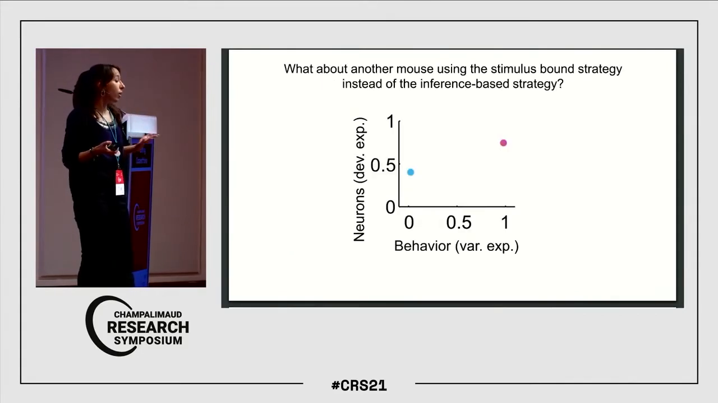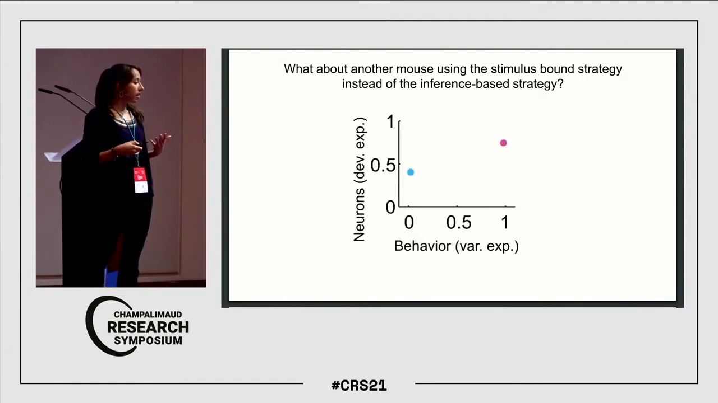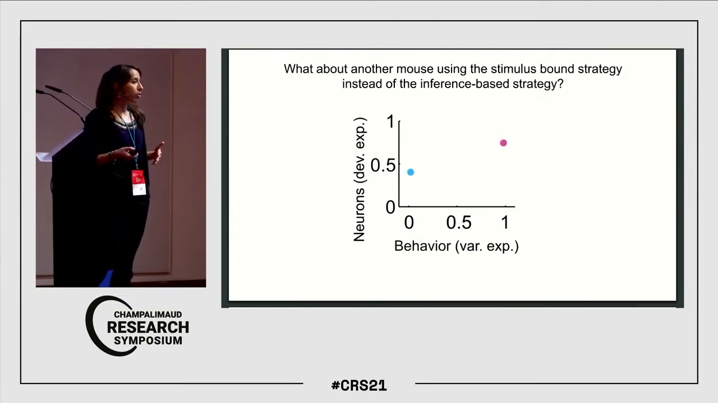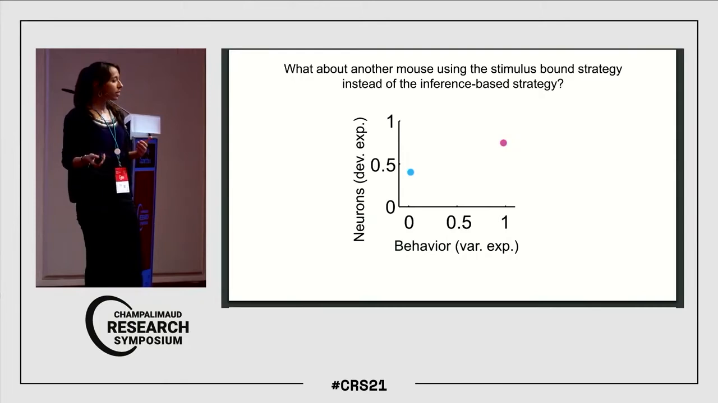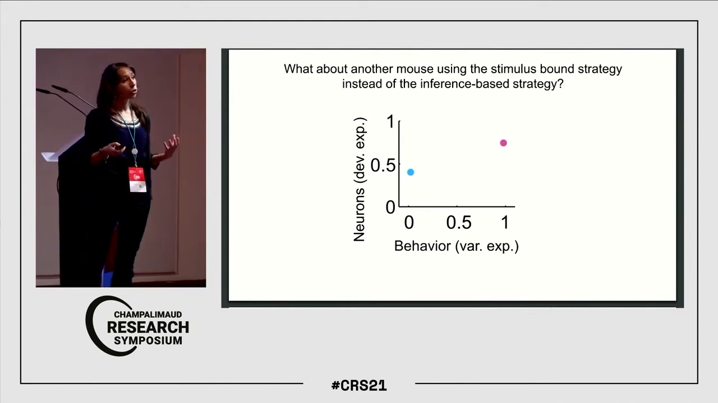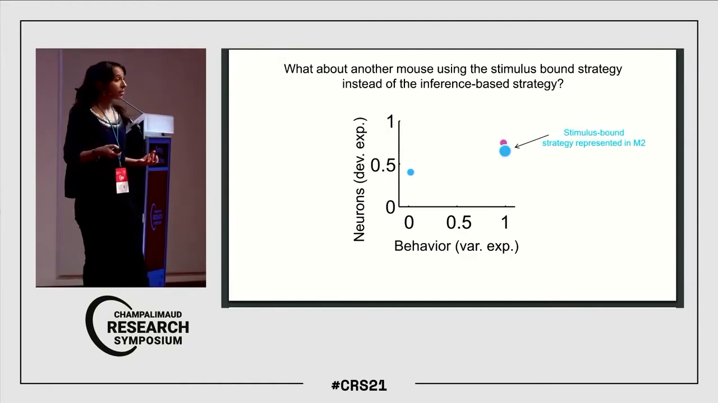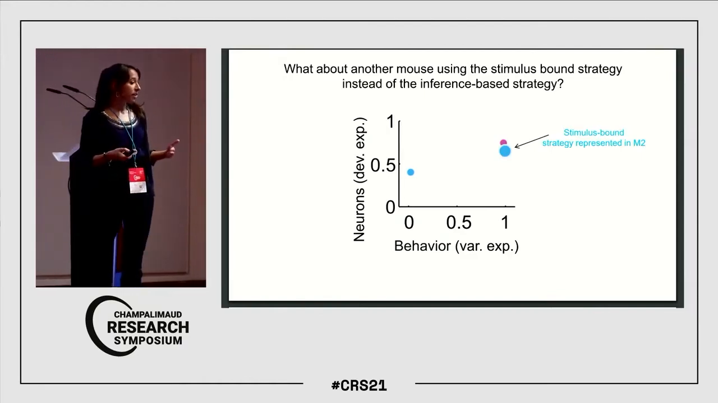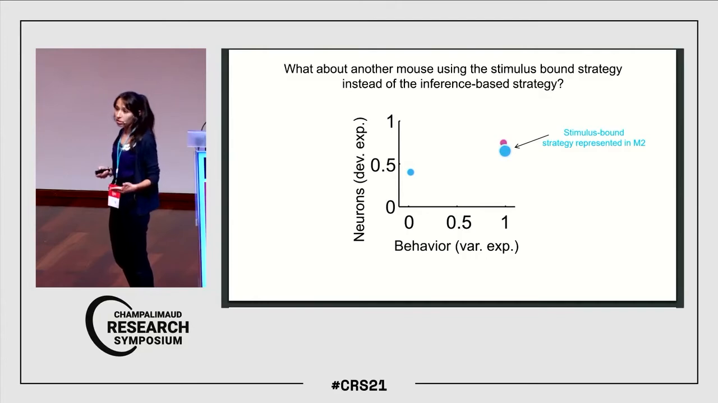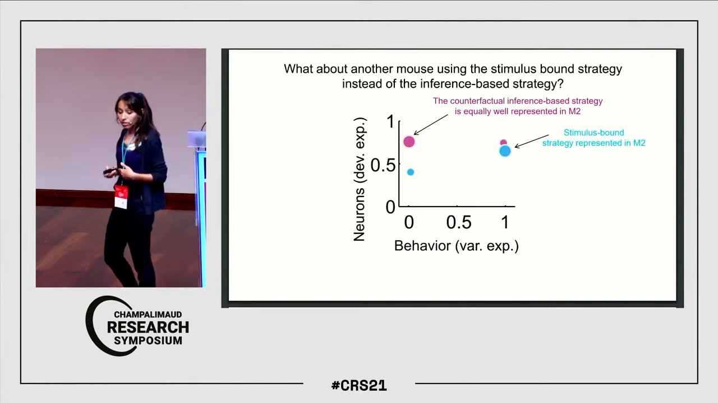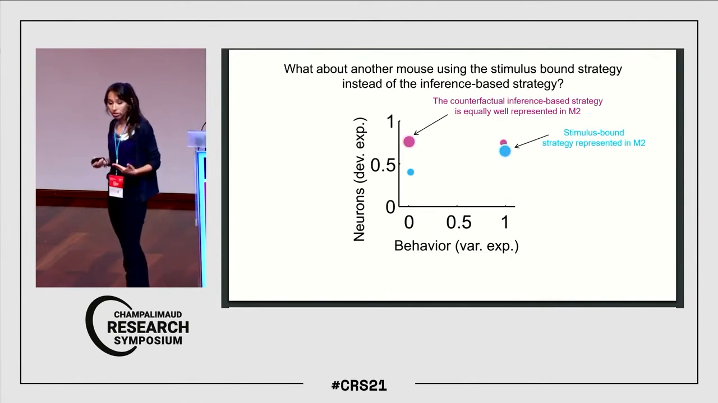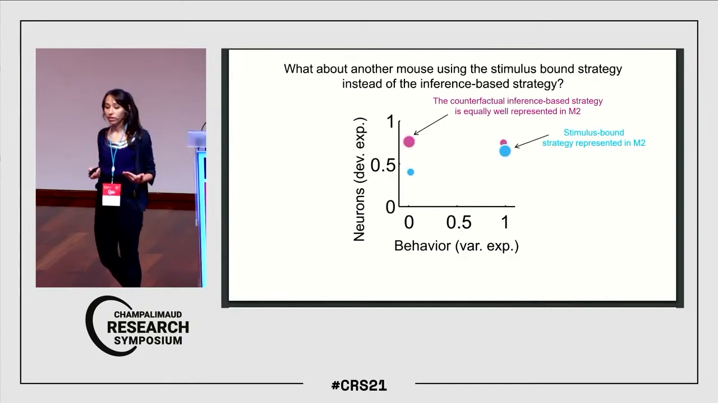So that's one example. Let me show you a different example of another mouse that instead of using the inference-based strategy was using the stimulus-bound strategy. Can we also recover from the premotor cortex of this mouse the decision variable? Well, it seems like yes, at least to the same extent that we could recover the inference-based strategy in the first mouse. And we could also decode the counterfactual strategy, which here was the inference-based strategy.